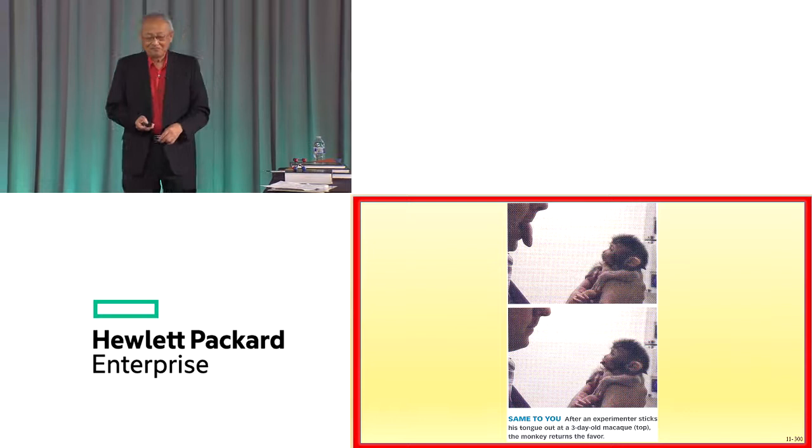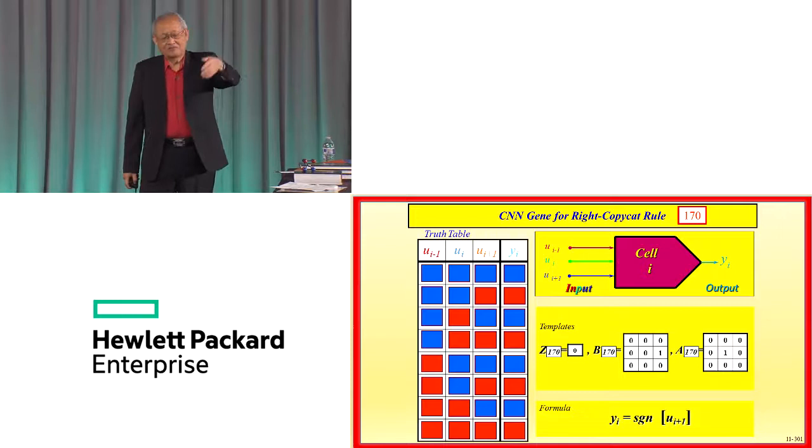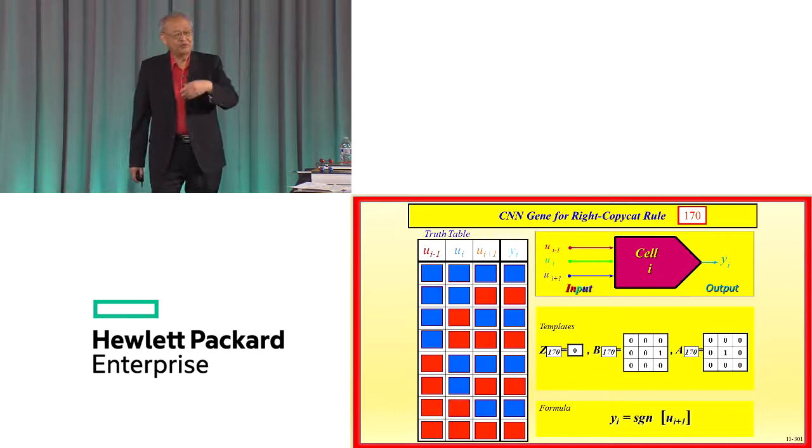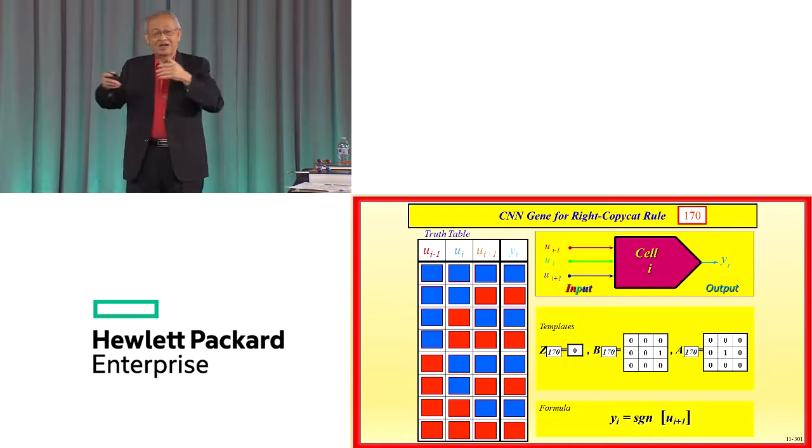Can I go back again, please? But before you do that, just one more slide. It turns out, as I told you, all of these are special cases of CNN, a simpler one. In this case, you only need one template. That template there will do 170, okay? So every one of the 256 rules is a trivial application of CNN that you already know. So in some sense, it's all connected.